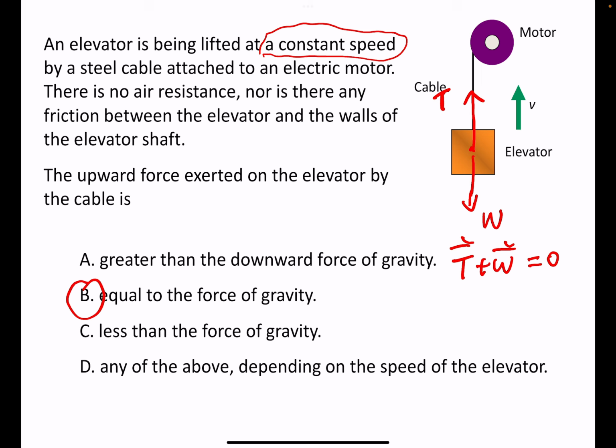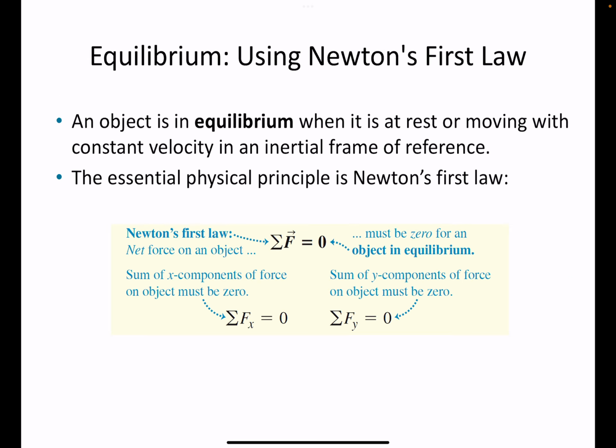So you might be wondering, if the net force on the elevator is zero, how can the elevator go up, right? Now remember, force is not the reason of motion. Force is the reason of change of motion. And this is a general strategy to solve Newton's first law problems.